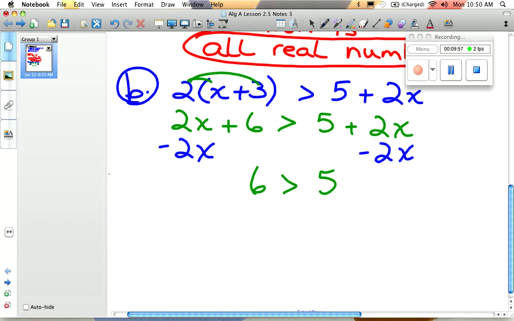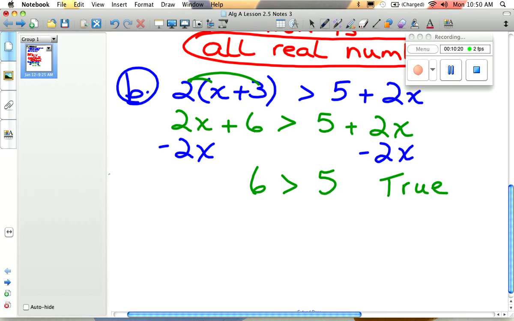And is this a true statement or a false statement? True. Is 6 greater than 5? Yes, it is true. So I do want you to write true. But now you have to say to yourself, okay, the variable eliminated, I ended with a true statement, I have to still say what the solution is. So what would I write next, Trey?